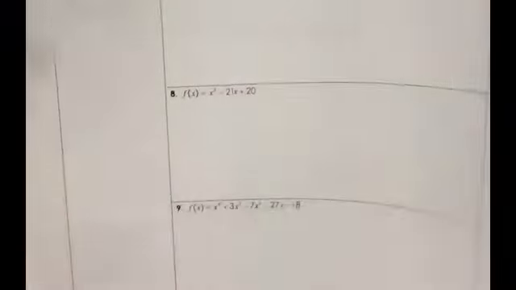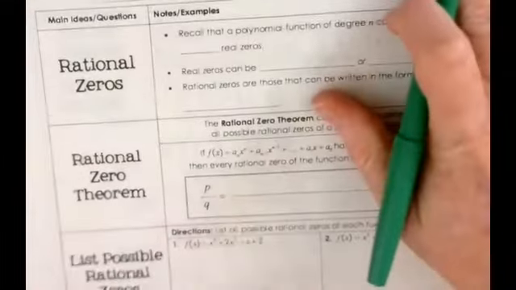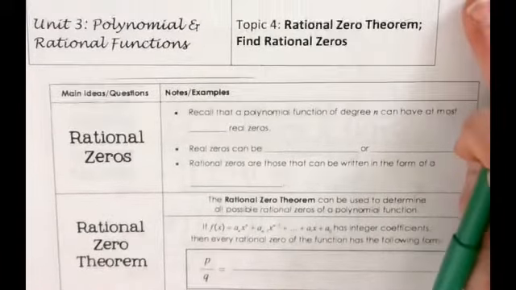Some of them are really short, so you don't have to do a bunch. Make sure you read what it's asking when you do the homework. Okay? So let's go to rational zeros, topic 4.